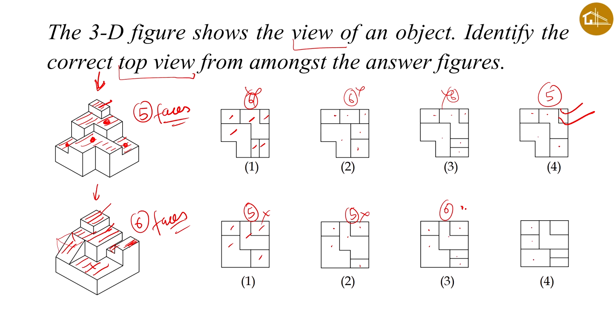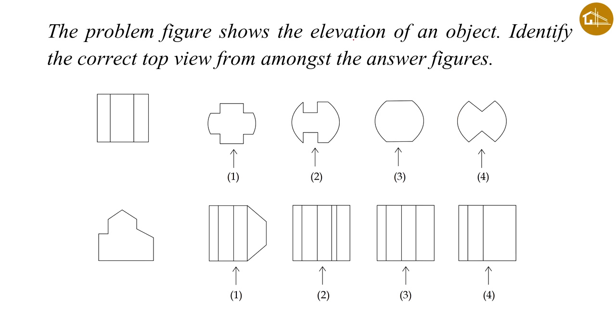Okay. 1, 2, 3, 4, 5, 6, 7. 7. Wrong answer. So this is the correct answer. The problem figure shows the elevation of an object. Identify the correct top view from amongst the answer figures.